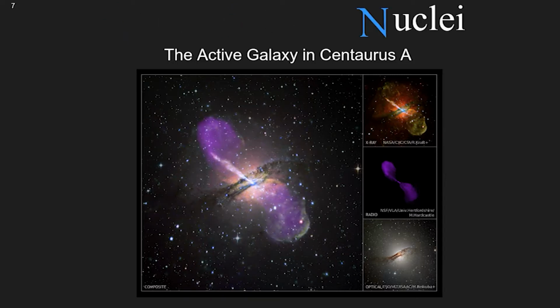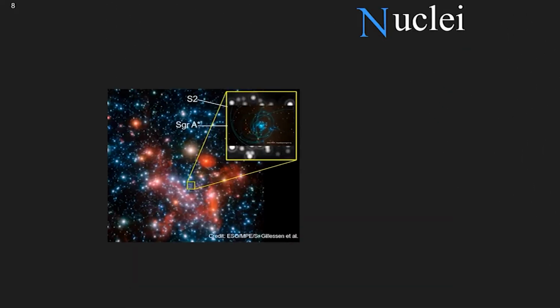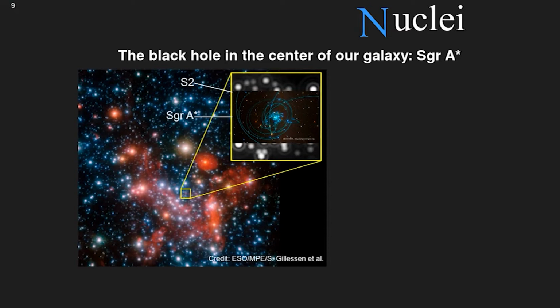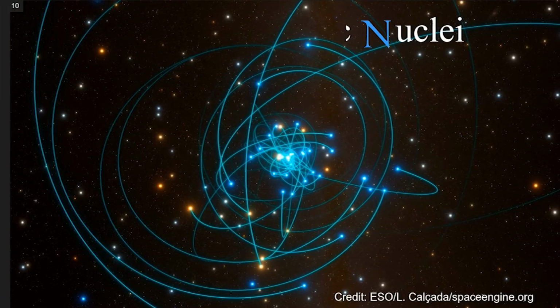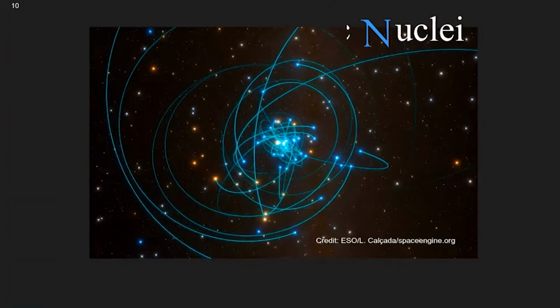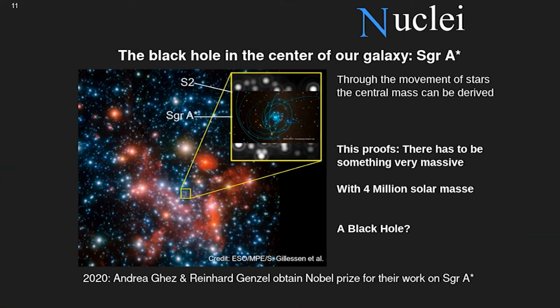For this we will have a closer look at our own galaxy, the Milky Way, and especially at its innermost center, the nucleus. By tracking the movement of stars around its center, the orbits can be derived. This enabled researchers to estimate the mass of the center of the galaxy, also called Sagittarius A star, to 4 million solar masses. This strongly supports the presence of a supermassive black hole at the center of a galaxy.